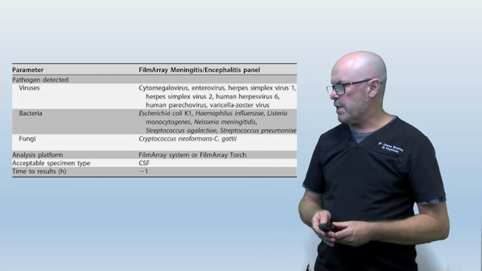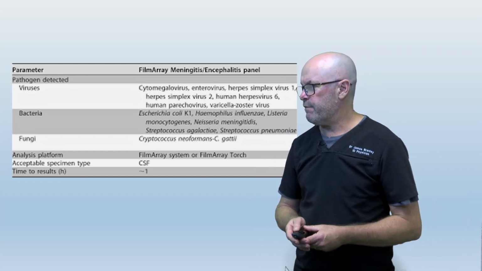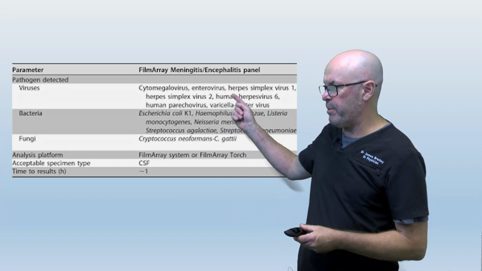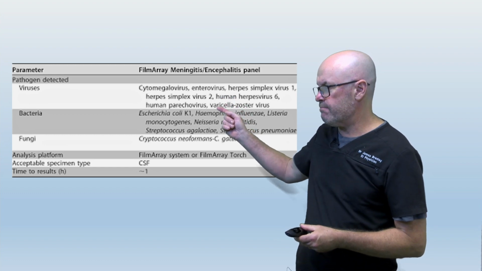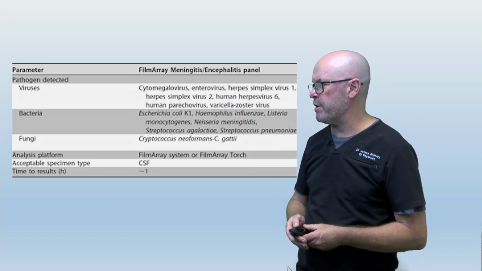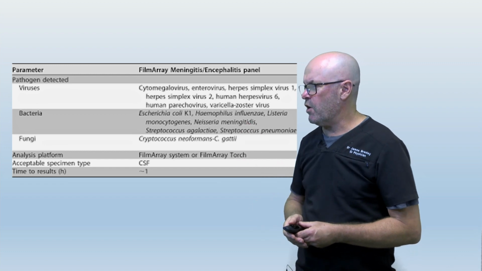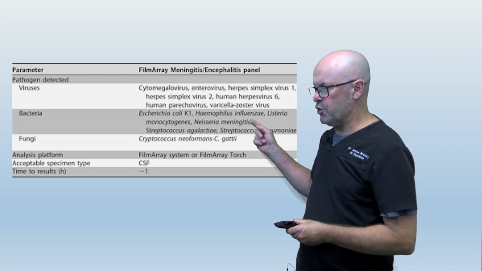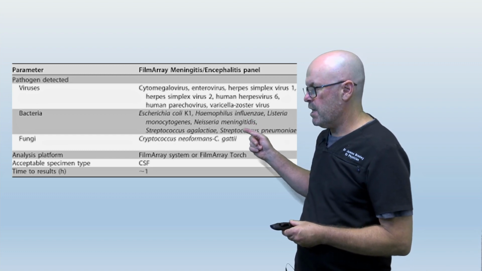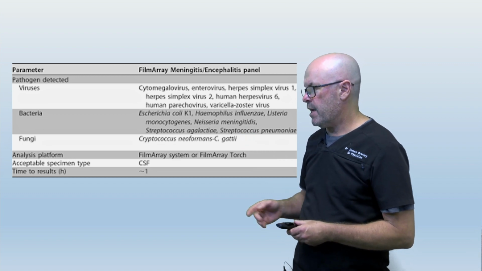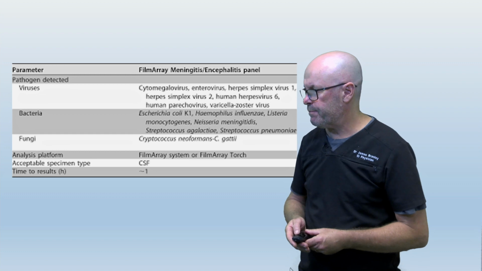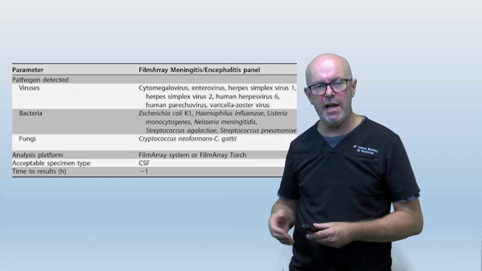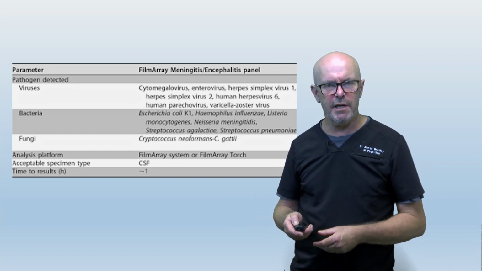That's just a list of the meningitis encephalitis panel, which lists a range of viral pathogens, CMV, herpes, human parechovirus, very important in children, varicella zoster virus, as well as bacteria, some of which are present in neonates and children, so useful in that context, as well as Strep pneumoniae and cryptococcal PCR. So multiplexes can include viruses, bacteria and fungi, and once again a powerful technique.